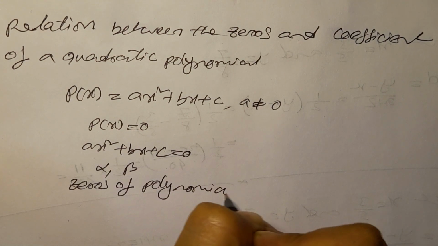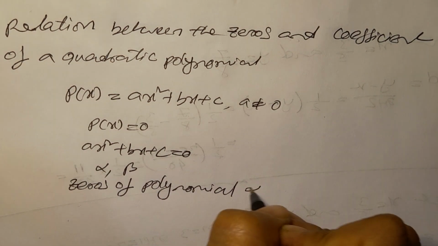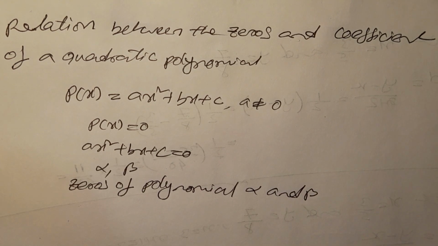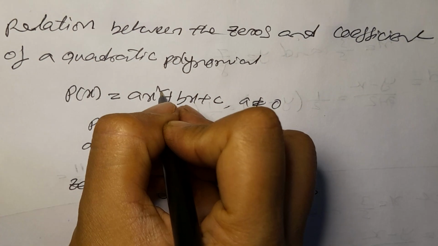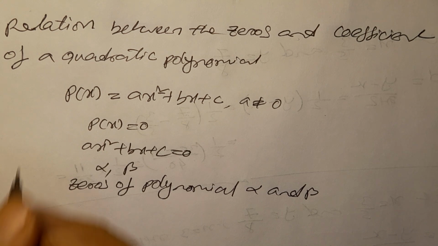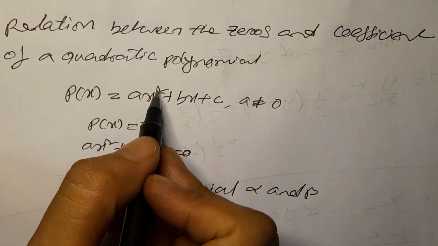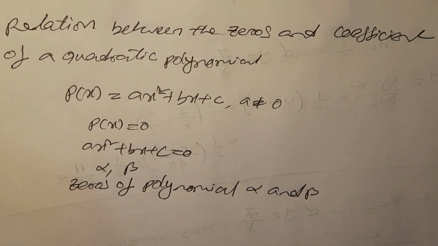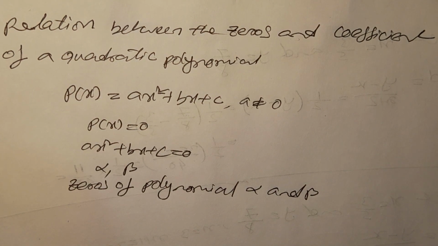Why did we get two values of x? The zeros of the polynomial are alpha and beta. Because if it is a quadratic polynomial, meaning the highest power of x is 2, you will get two values of x. This is a quadratic polynomial of degree 2, therefore you will get two values of x, which are written as alpha and beta.